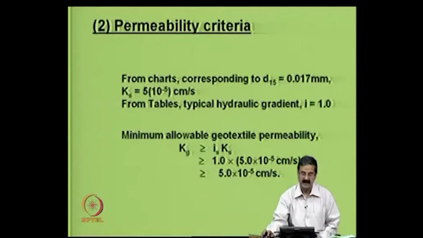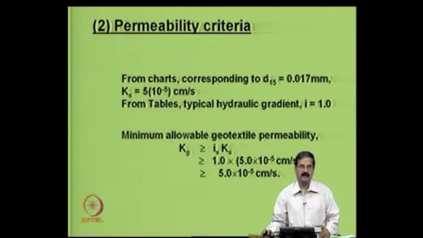Secondly, how do you do the permeability criteria? From the same grain size distribution, you take the D15 size. Like I just showed you one chart which will give you, if you know the D15 size, you can calculate the permeability. You can read it directly from the graph, and also let us assume that the hydraulic gradient is not very high.